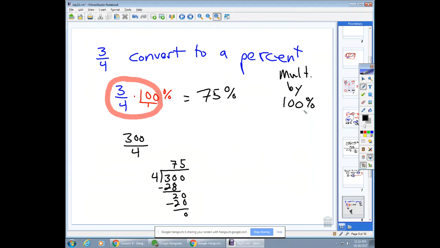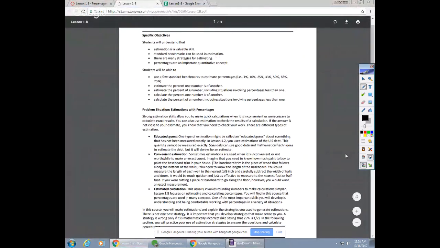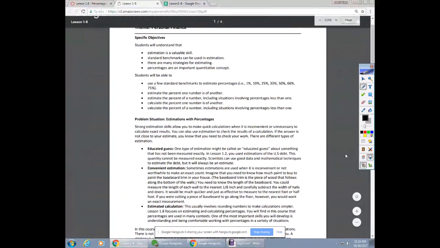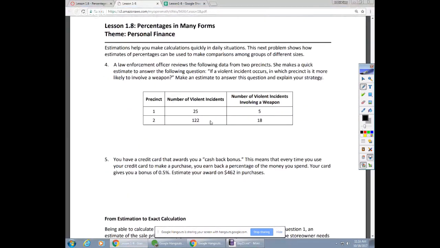So now we're just going to do some work with percentages. So let's take a look at something that's like the worksheet problem. On your worksheet, on number 4, you were asked to consider this bit of information here about total number of violent incidents at two different police precincts and the number of those violent incidents that involved weapons. So we had 5 involving weapons here, 18 there.